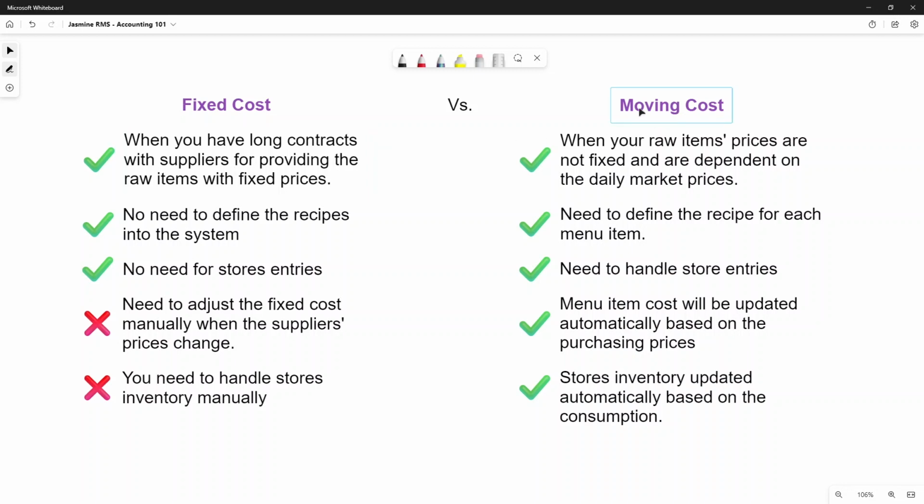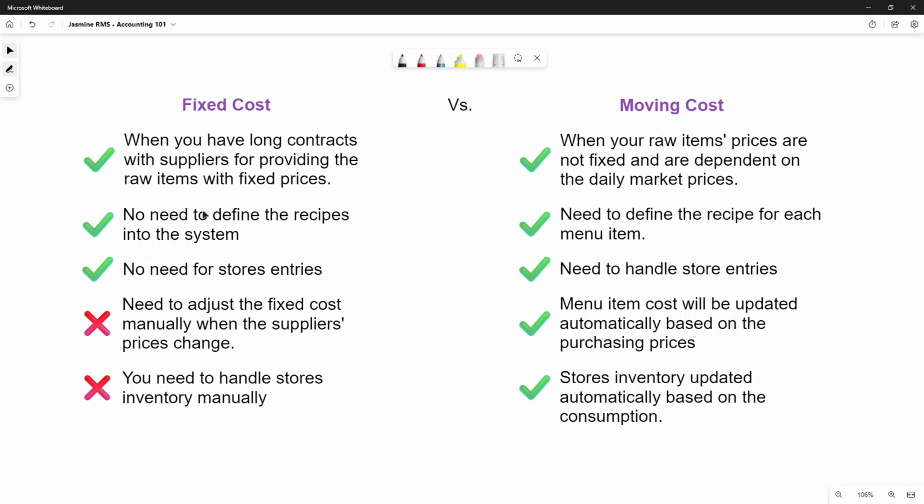When we are using the moving cost, we don't need to have long contracts with the supplier because we are dependent on the daily market prices. So sometimes the tomato is up, sometimes the tomato is down. We don't care. We have all the ingredients, prices, and cost covered through the moving cost scenario.